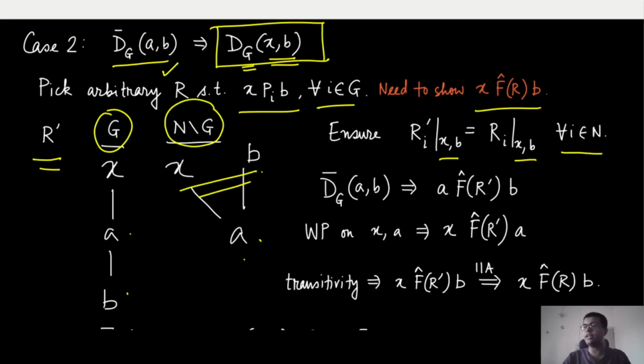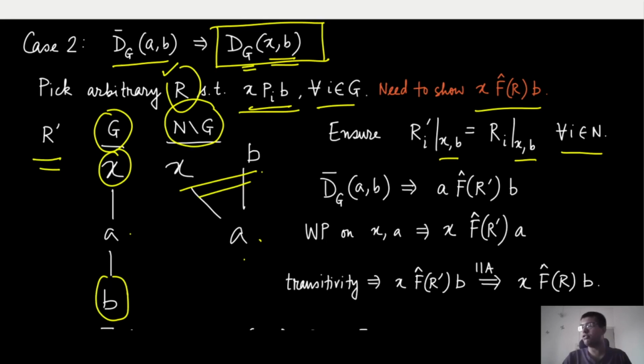This is entirely possible because by the given condition of R, we know that X is strictly preferred over B, which is maintained here in G. For the rest of the things, we have constructed it in such a way that X and B's relative position is maintained. So this is entirely doable.